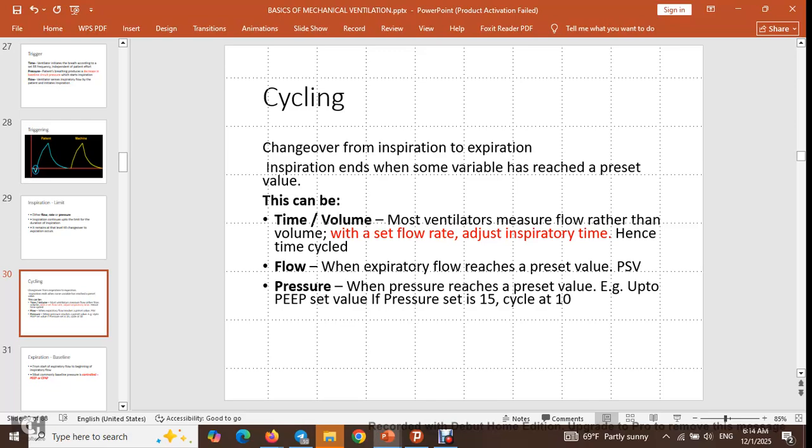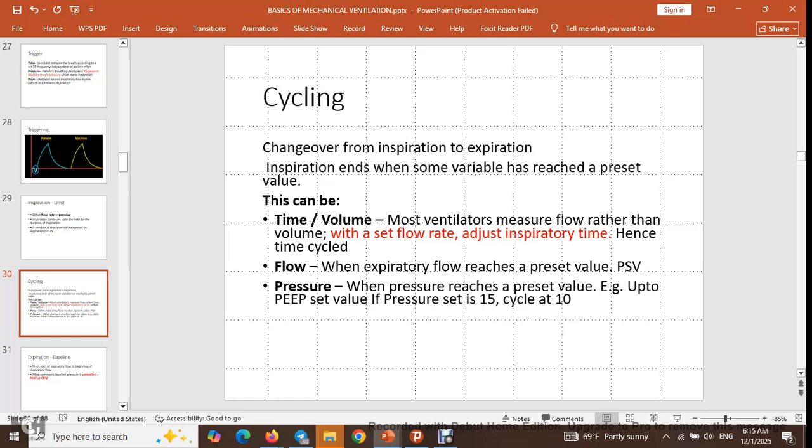In pressure control, after some set inspiratory pressure is reached, cycling occurs. Because the lung is like a balloon, when you inflate it initially the balloon pressure is small. Then when the air is in, after some time the pressure increases up to some stated inspiratory pressure, and at that time there will be cycling. The other one is flow cycling. When it reaches some set flow, like 75%, then the cycling will start.